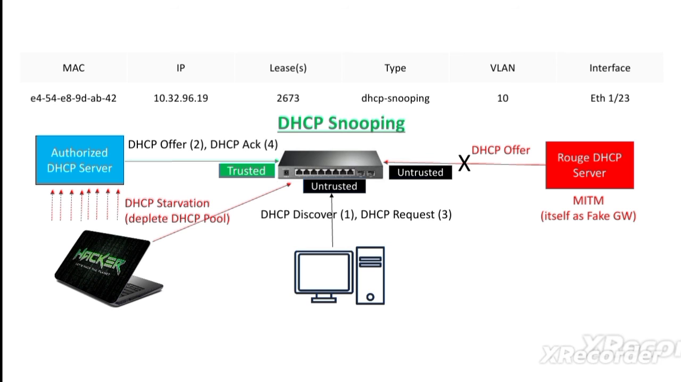So a hacker cannot send multiple DHCP request messages by changing the MAC address in each of these messages, because a single port will be registered against a single MAC address. So a hacker cannot perform the DHCP starvation attack against our DHCP server.